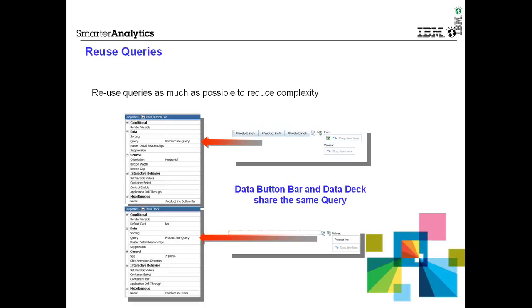Wherever you have a similar data requirement, like the example that you can see on the slide, you have a data button bar and you have a data deck. Both of them need one single element, which is product line. So we can club the query for these 2 requirements, and we can just have one single query. So reuse your queries. It is better from a maintenance point of view.